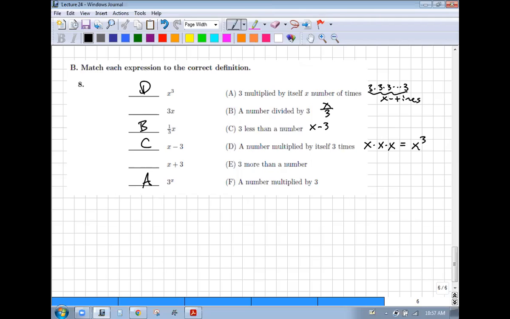3 more than a number. Take a number, add 3. Now you have 3 more than a number. So that's E. A number multiplied by 3. Here's our number, multiply it by 3. So that's 3X.